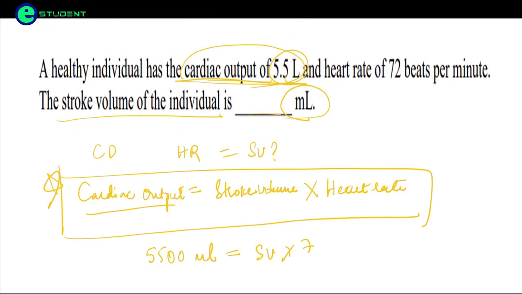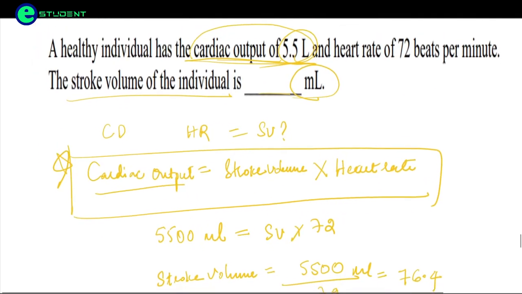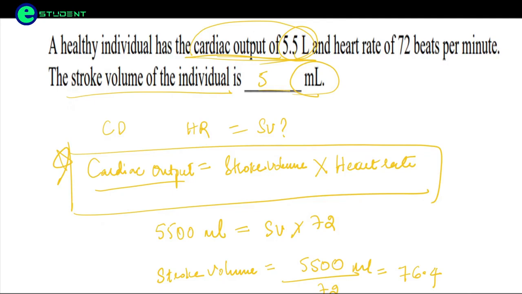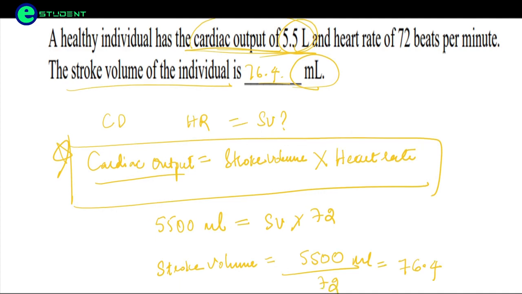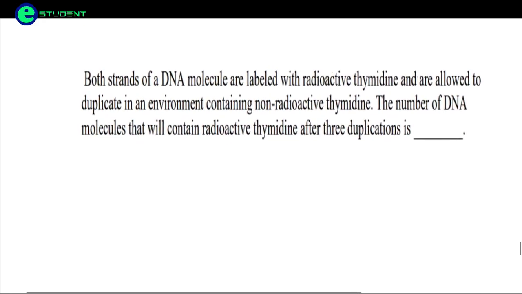Heart rate is 72. So the stroke volume will be equal to 5500 divided by 72, which will be equal to 76.4 ml. So hope you have understood this. Yeah. Coming to the next question.